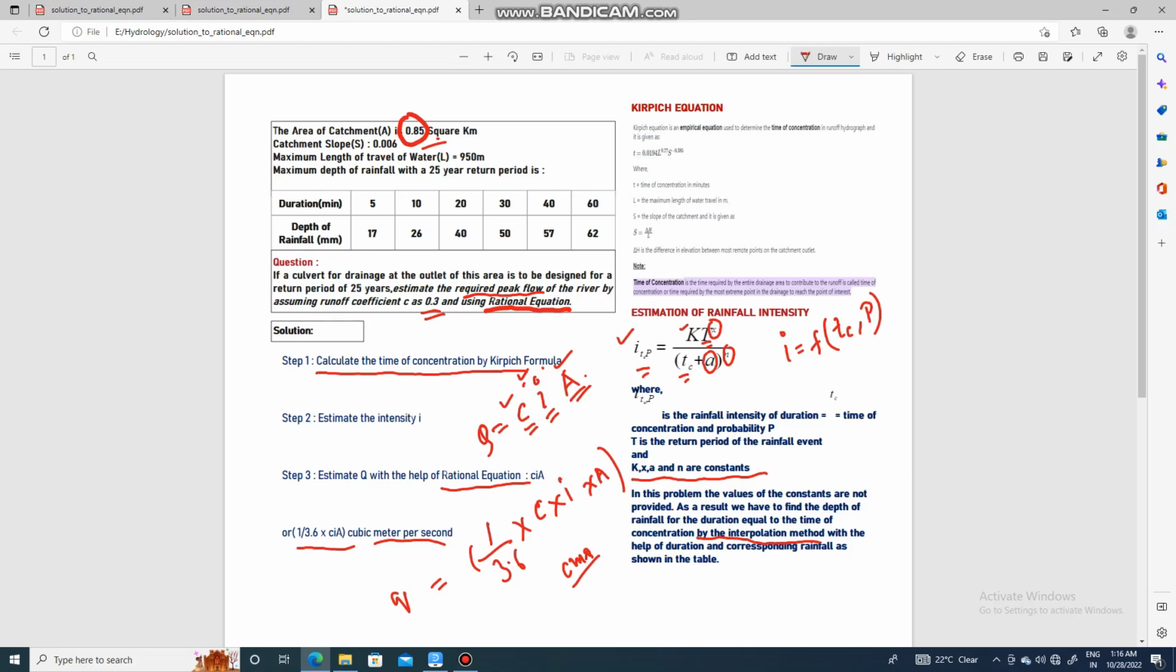Now there are various equations to estimate time of concentration, among which the Kirpich equation is one of the most popular, although it is an empirical equation. So here the time of concentration is given as T equals 0.0194 multiplied by L to the power 0.77 multiplied by S to the power minus 0.285. L and S are respectively the length of travel of water from the farthest point of the watershed to the outlet of the watershed, and the slope of the watershed.